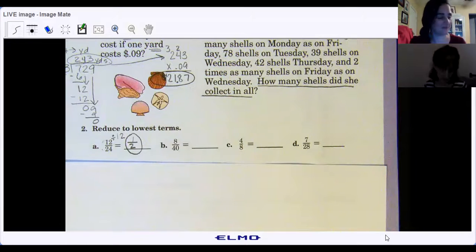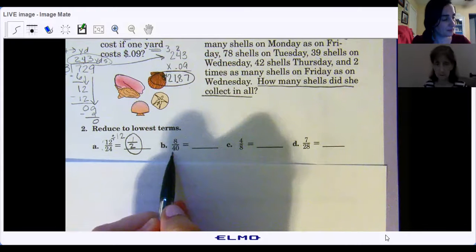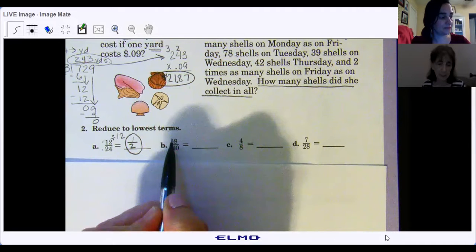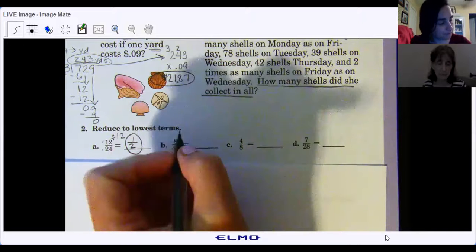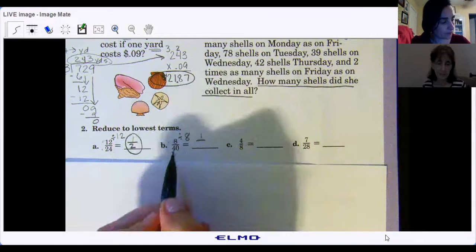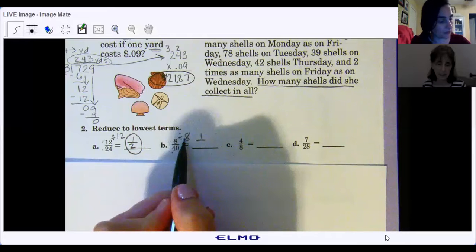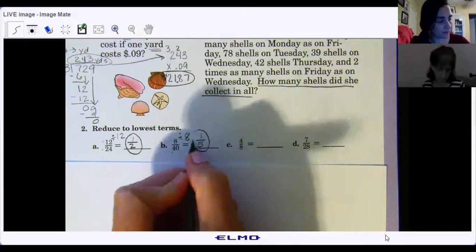All right, let's look at the next one. 8/40ths. I don't know. Well, let's see. Let's try the numerator. Will 8 divide into 8? Will 40 divide by 8? Yes. So 8 divided by 8 is 1, and 40 divided by 8 is 5. So 1/5 is your answer.